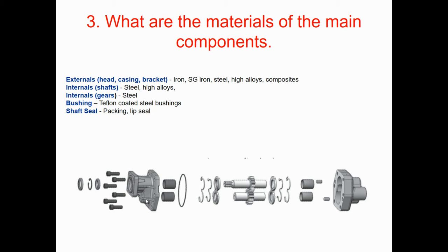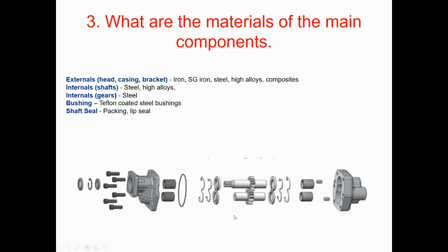Sometimes we can use steel, sometimes we can have the high alloys, and sometimes we can use the composites. But I can send you later a video which can show you that some pumps, but not this model, can be made of aluminum as well. For the internal parts like the shaft we have here, usually going to be made of steel or using the high alloy if you require to have higher power.